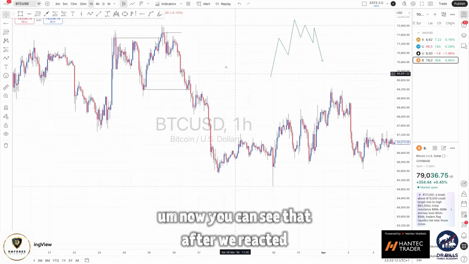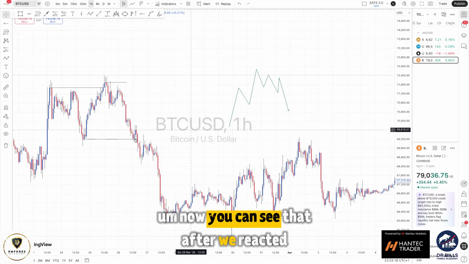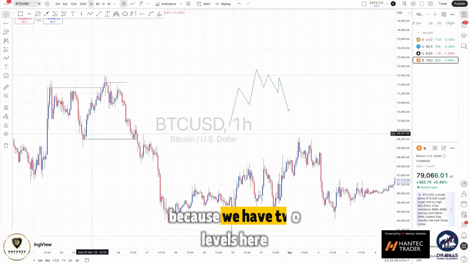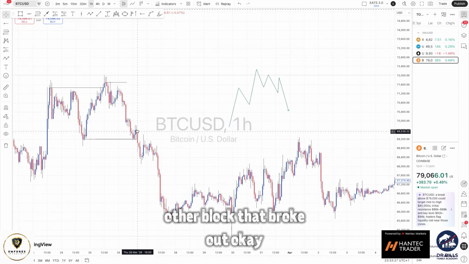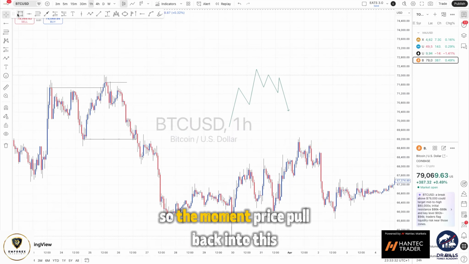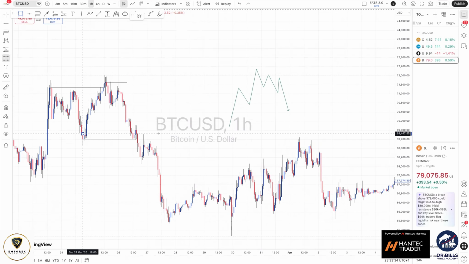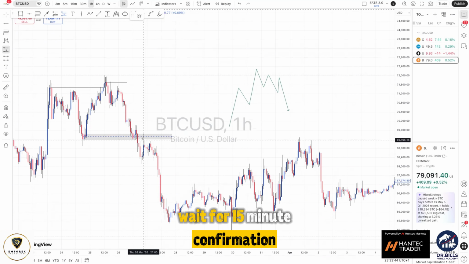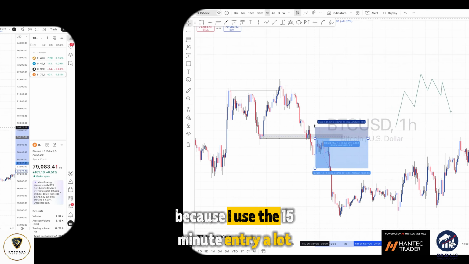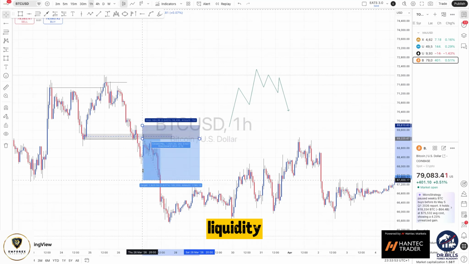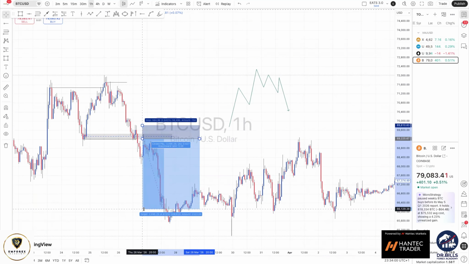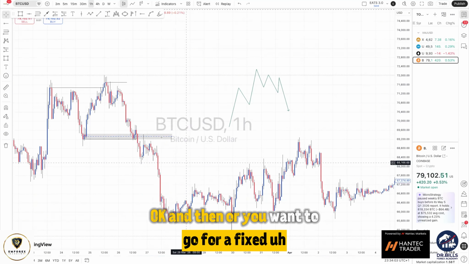Okay. So now you can see that after we reacted here, price pulled back into this breaker block slash other block combined, because we have two levels there. We have this breaker, and then we have this other block that broke out. Okay, so the moment price pulled back into this region here, we had a trade. Okay, we take our trade either when you wait for 15-minute confirmation, because I use the 15-minute entry a lot. Okay, and then you target external liquidity. These lows here, these lows, they are good liquidity points. Okay, or you can go for a fixed risk to reward ratio.